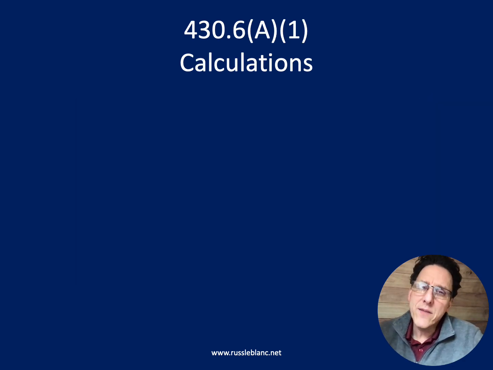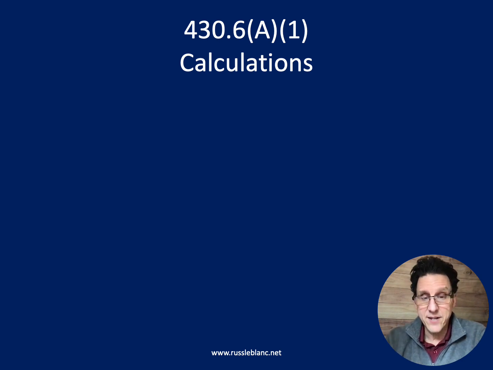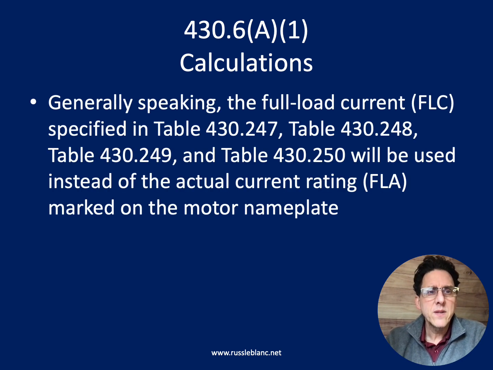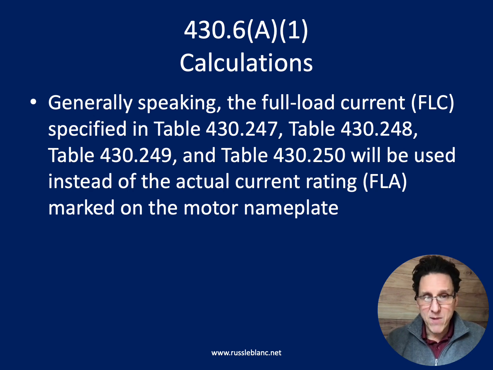All right, and so we have to, again, look at 430.6(A)(1). If we were sizing conductors, that's what we would do. And there it says, generally speaking, and I have to say it that way, generally speaking, because one of the things about Article 430 is it seems like for every general rule, there are like 5, 6, or 7 exceptions. So we're going to ignore most of the exceptions.